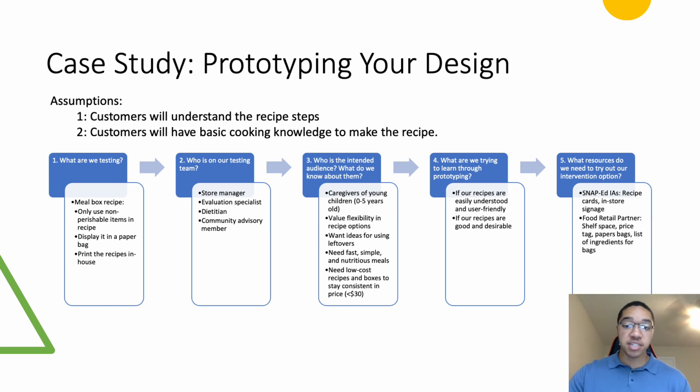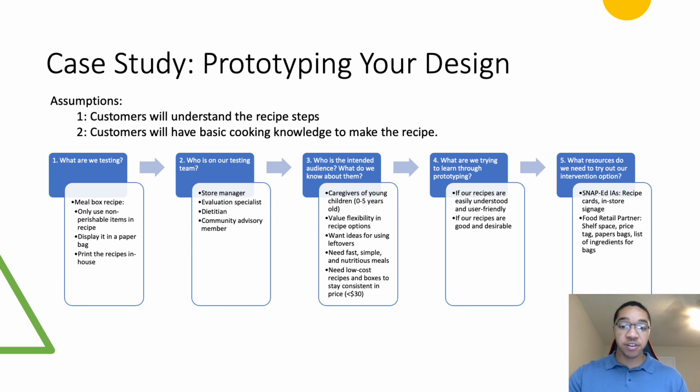So how might we test these assumptions under real-world context? Start to identify the key component of your intervention you want to test out first. This should be an assumption or core component driving the intervention. In our example, we are prioritizing 2 assumptions to test. 1, the customers will understand the recipe steps, and 2, the customers will have basic cooking knowledge to make the recipe. In step 1, we define the prototype we want to test to challenge, or learn about these assumptions.